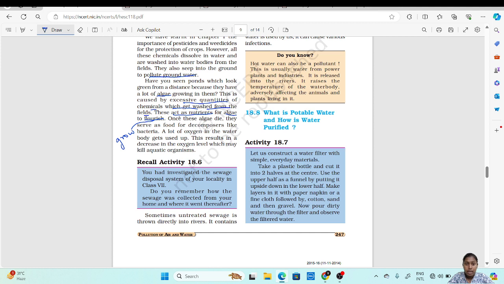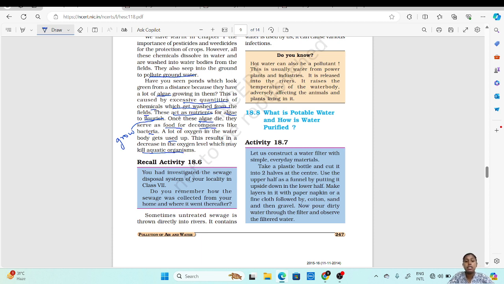Once these algae die, they serve as food for decomposers like bacteria. As you know, when something dies, bacteria play a major role in decomposing them, right? They grow on dead and decaying organisms. A lot of oxygen in the river water body gets used up in this process, which results in a decrease in oxygen level, which may kill the aquatic organisms.